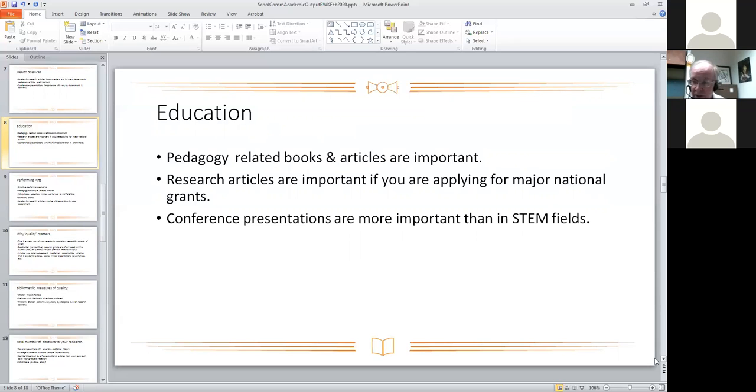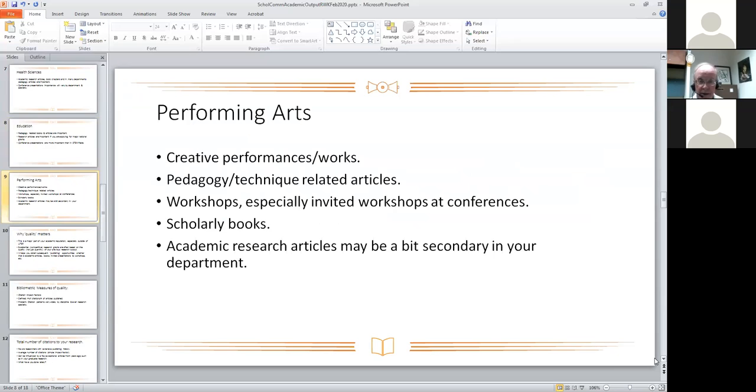Now, all of this, the importance of different areas does come into play when you actually start looking at trying to put numbers on things, okay? In performing arts, creative performances and works are important. Pedagogy and technique-related articles. Workshops, especially invited workshops at conferences. Scholarly books. The academic research articles may actually be quite a bit secondary in your department if you're doing performing arts, okay?